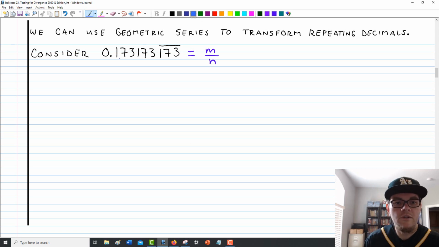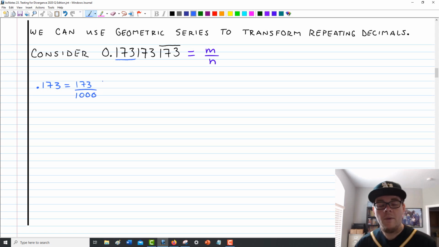What I want to do first is point out that the repeating section is 173. That first section that I just highlighted in blue, I'm going to think of separately. That 0.173 is the same thing as 173 thousandths. If you were reading that, you would say 0.173 is literally 173 thousandths. That's just what it literally is.